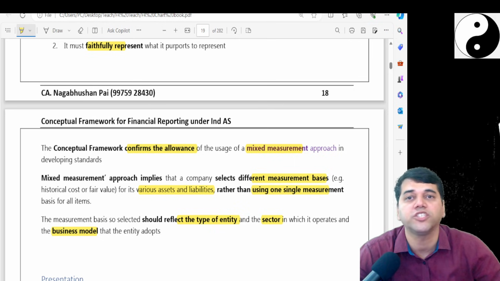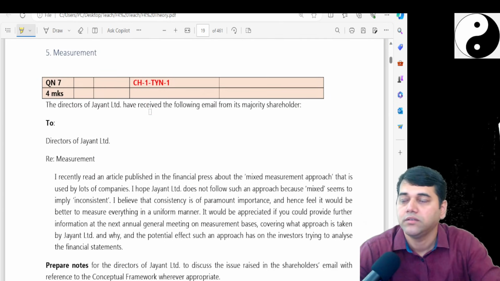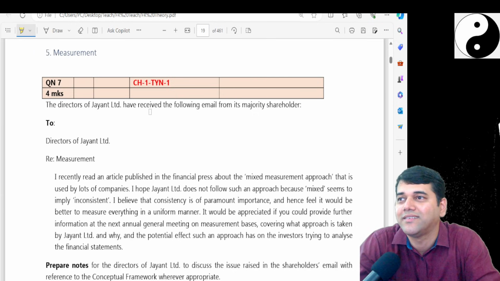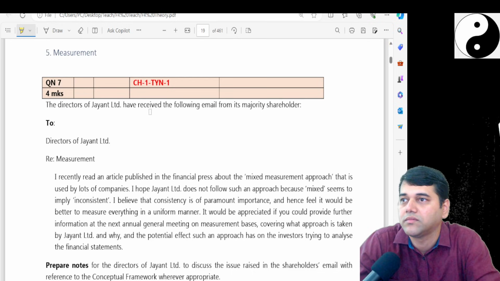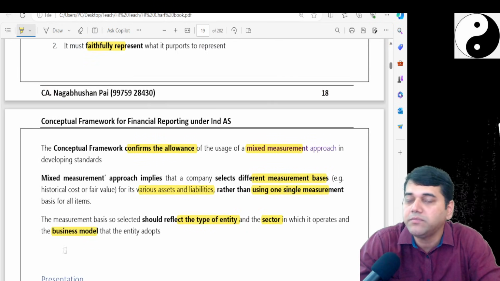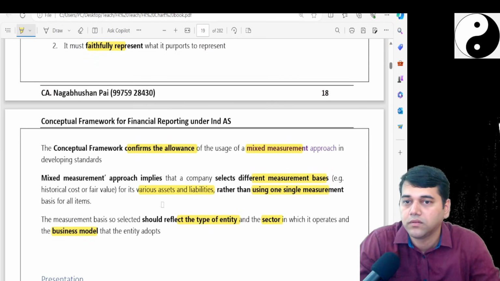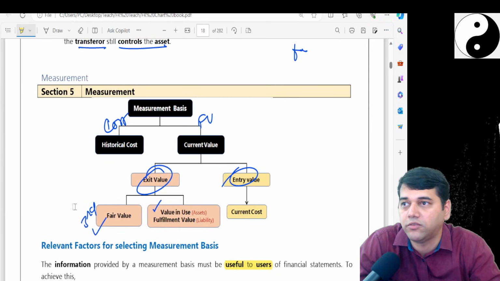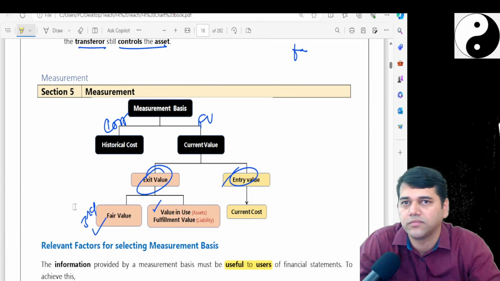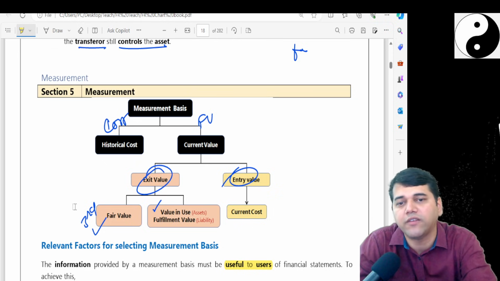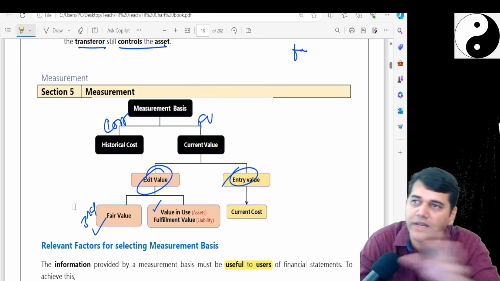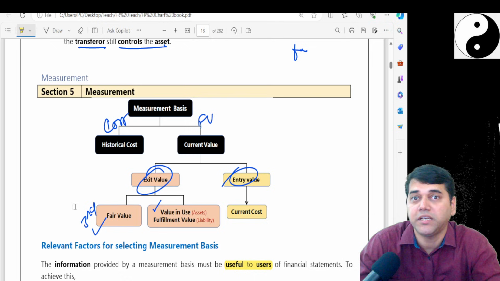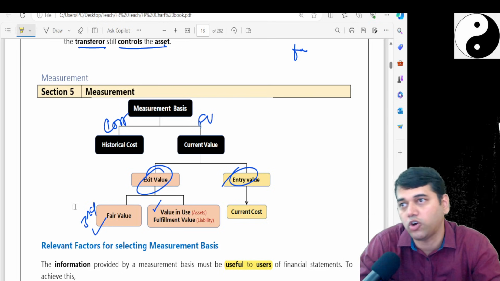So let us look at one question on this. See, the concept is mixed measurement basis. Concept is clear? What they need to choose is, like, mixed measurement basis means, first of all, how many measurement bases have you got? You have got cost and fair value. We will say fair value. Followed, no? In the current value, there is exit value, entry value, replacement cost, value in use, so many things are there. But broadly, we say that any measurement is having only two bases, cost value or fair value.